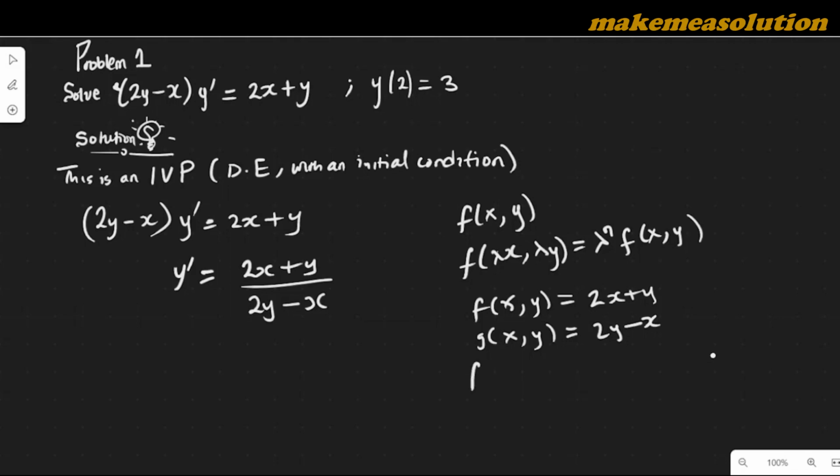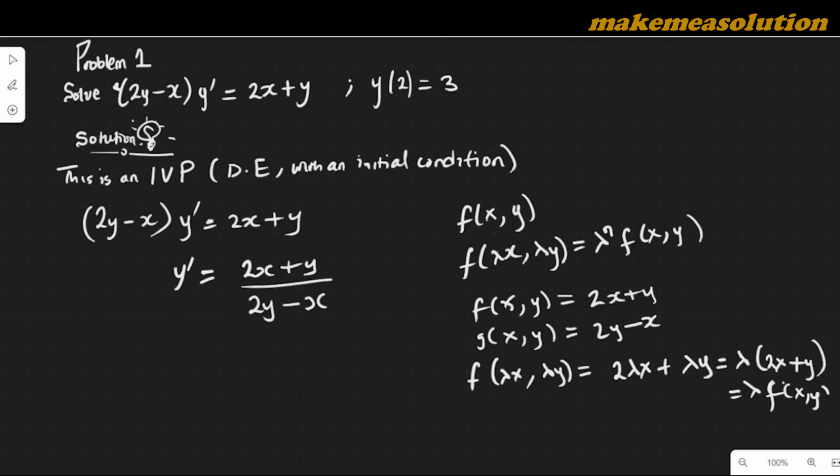and you want to test for homogeneity, all you can simply do is just to substitute in lambda. Okay, when you substitute in lambda into f of x or into g of x, what we're getting is 2 lambda x plus lambda y, and if you factor out, you get lambda into 2x plus y. So this is lambda into f of x comma y. So lambda has a power of 1 here. Okay, so this is a homogeneous equation of degree 1. So this is a homogeneous differential equation of degree 1.